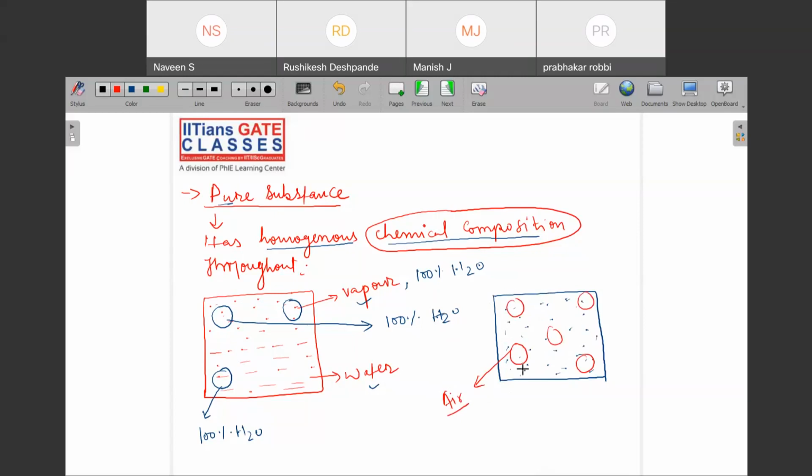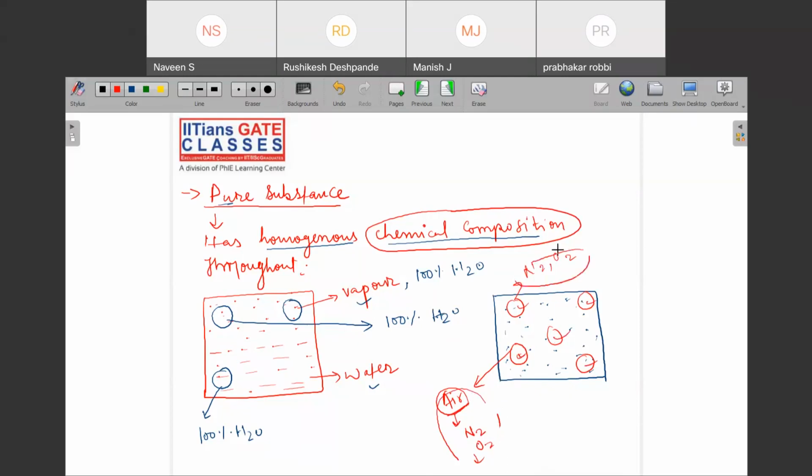Then you try to identify its chemical composition. So you will find out that it has chemical composition of highest nitrogen, oxygen, and in the decreasing order other gases, such as hydrogen and all. So you will find out what chemical composition you found at this point. You will find out that the same chemical composition is followed throughout the system. Then we name it as chemical composition throughout. Name it as pure substance.